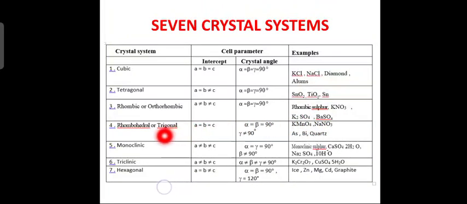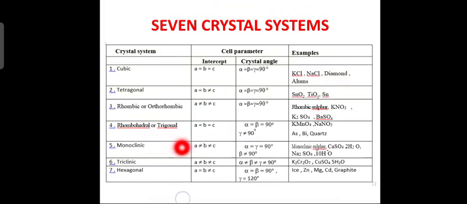Then the fourth type is rhombohedral or trigonal. What about the intercept? All the side lengths are equal, A equals B equals C. Alpha equals beta equals 90 degrees. That means two bond angles are the same, equal to 90 degrees, but the third bond angle is not equal to 90. So examples are potassium permanganate, sodium nitrate, arsenic, bismuth, quartz. All these structures we are going to see in the next slides.